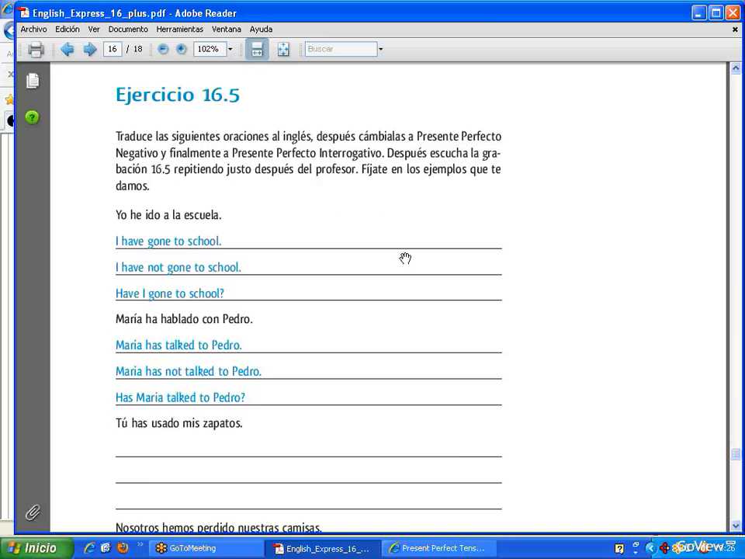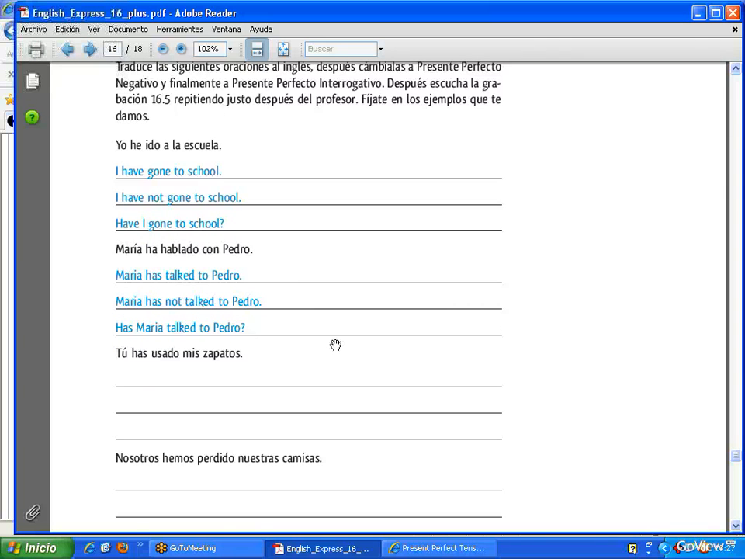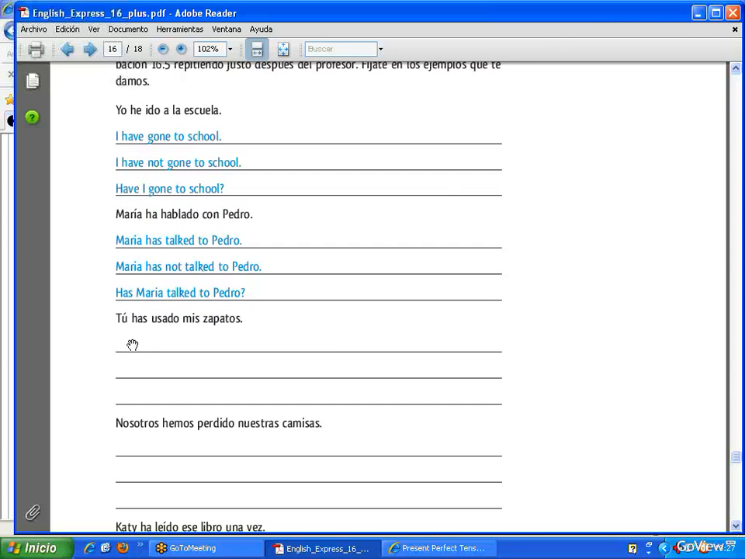Okay, so here you say, you have used my shoes, usado. Usado, it can also be wear, to wear, usar, to wear. So you can say, you have used my shoes, or you have worn my shoes. You have worn my shoes. And then, okay, that's the translation. Then you're going to make it negative. You have not worn my shoes. Okay? And then you're going to make a question. Have you worn my shoes? The question mark.